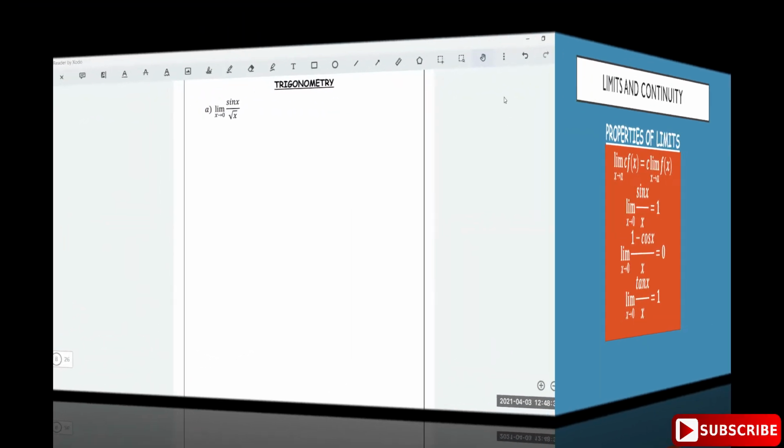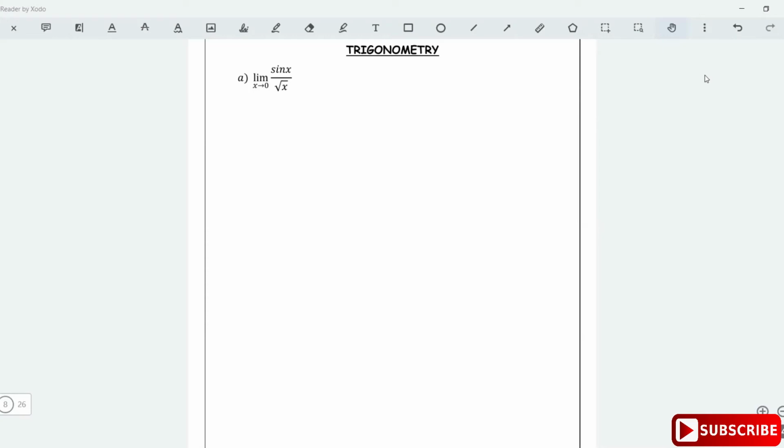Evaluating limits using trigonometry. To evaluate limits using trigonometry, this says evaluate the limit as x approaches 0 of sine x over the root of x. All you're going to have to do is get this sine x over root x in the form sine x over x. So look what we're going to do.